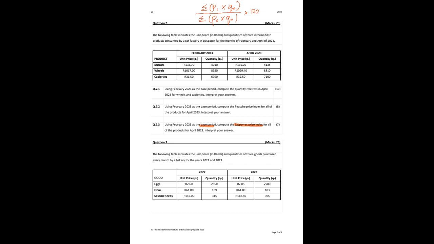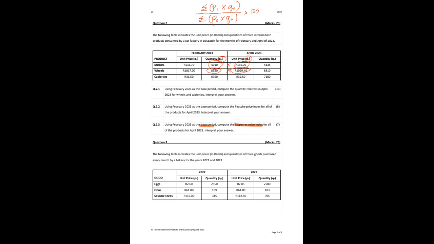So here, your formula for your last period price index is the sum of P1 times Q0 in your numerator, and then in your denominator, it's the sum of P0 times Q0. And then again, just do all of it in your numerator. So for the first item, you'll do the P1 times the Q0, plus you'll add on the next items, P1 times Q0, and you'll continue in that manner.